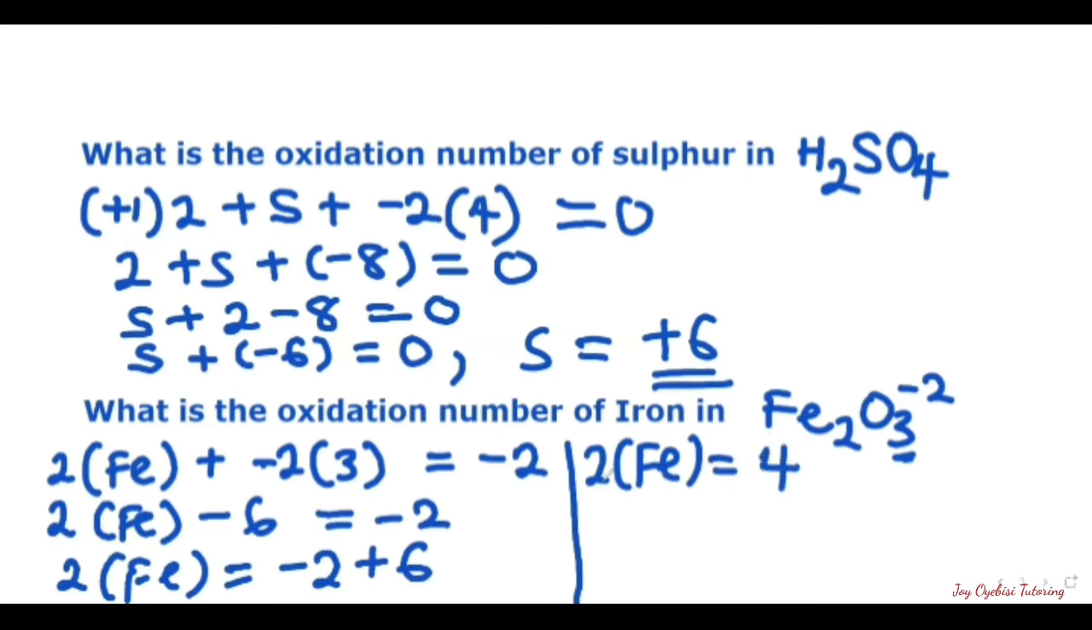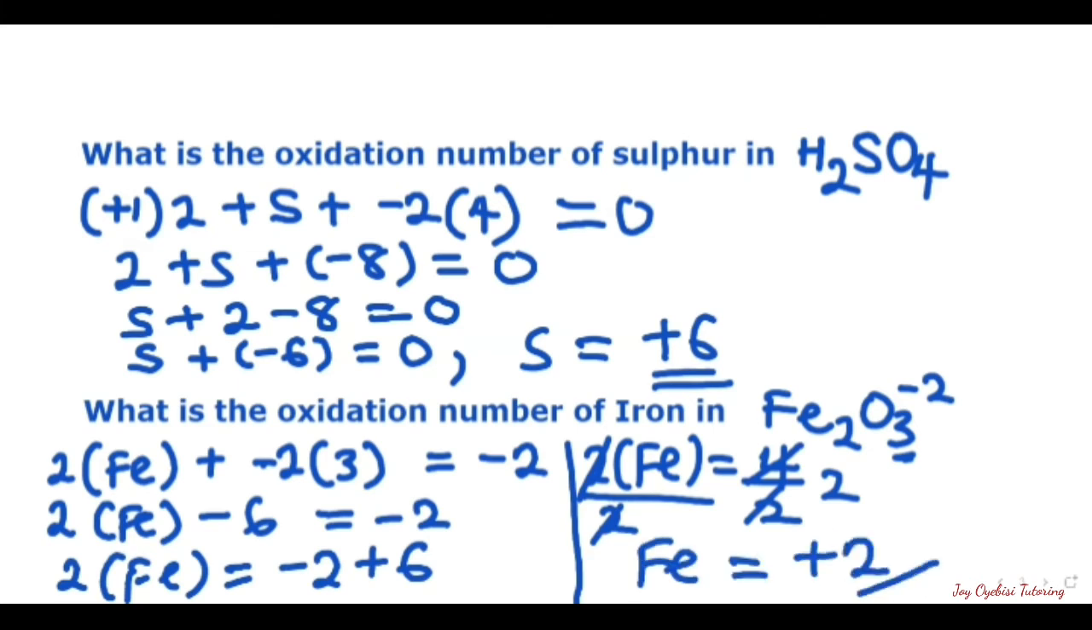All right, so in order to make Fe the subject of the formula, we divide all through by 2, and that gives us 2. So the value for the Fe is equals to plus 2. Okay, so that is how you solve for this, if we are to show all the steps.